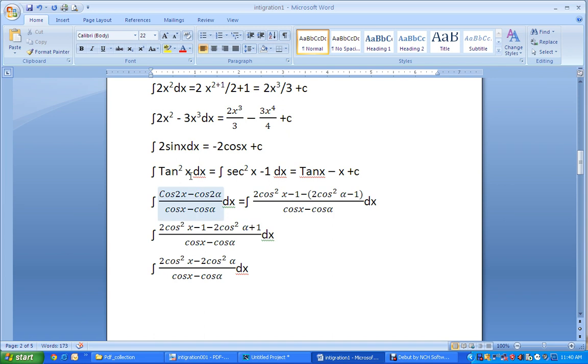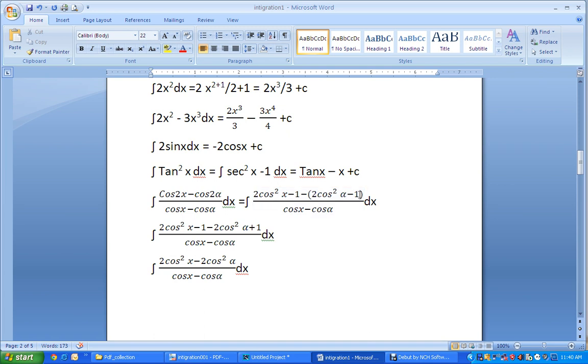Next question is integration of (cos 2x minus cos 2 alpha) divided by (cos x minus cos alpha) dx. We will apply trigonometry here. For cos 2x, the formula is 2 cos square x minus 1. Similarly, for cos 2 alpha, the formula will be 2 cos square alpha minus 1. So we just apply 2 cos square x minus 1 and 2 cos square alpha minus 1 in place of cos 2x and cos 2 alpha.